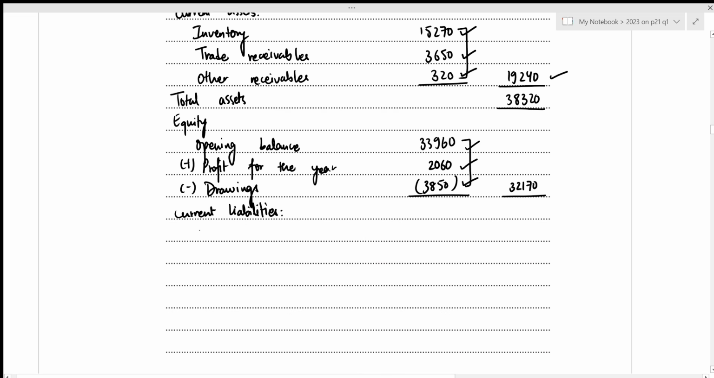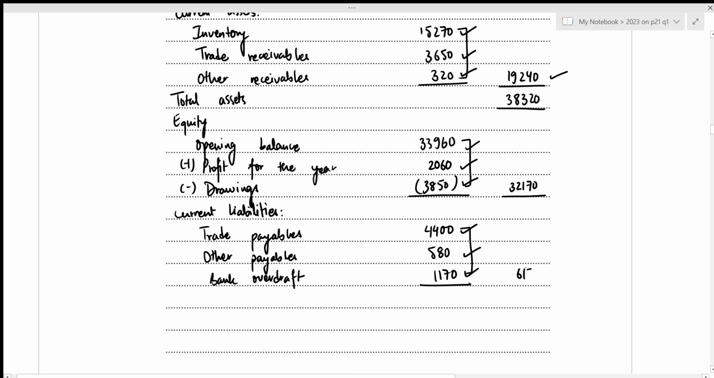So the first one is our trade payables, which we calculated to be 4,400. Then we have other payables, which we calculated to be of 580. Then we also have bank overdraft, which was of 1,170. Okay, let's add it all. That will be 4,400 plus 1,170 plus 580, which results in 6,150.